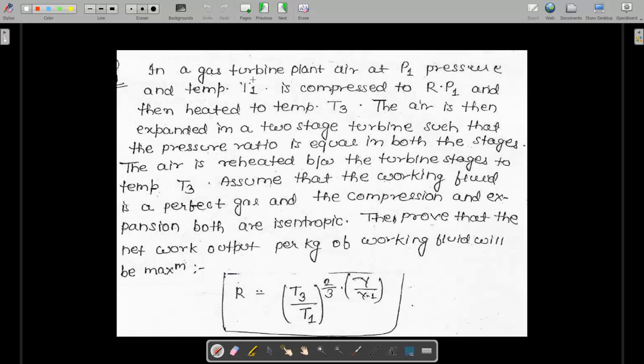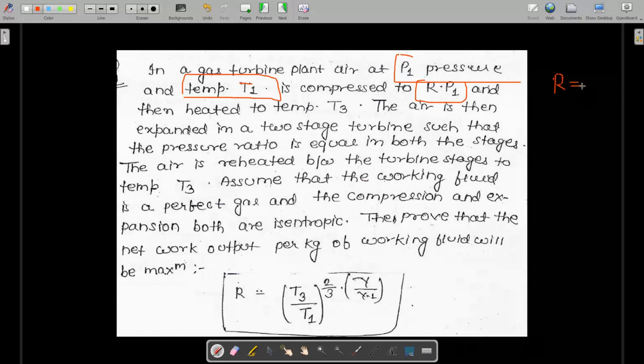I have written down the data here. In a gas turbine plant, air enters at initial pressure P1 and initial temperature T1. It is compressed to R times P1, that means the final pressure is R times P1, where R is the pressure ratio. And then it is heated to temperature T3. Sorry, not reheating, it is just a combustion chamber. It is heated to temperature T3.